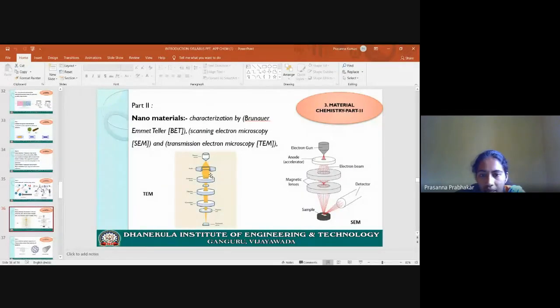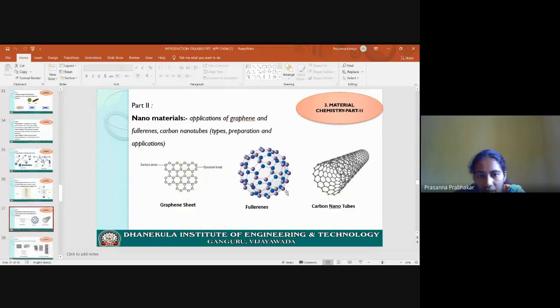Next, here mainly three techniques are available: Brunauer-Emmett-Teller theory, BET, SEM, scanning electron microscopy, and TEM, transmission electron microscopy. These three are mainly useful to explain the complete characterization of nanomaterials. This diagram is useful for the TEM explanation. This diagram is useful for the explanation of SEM.